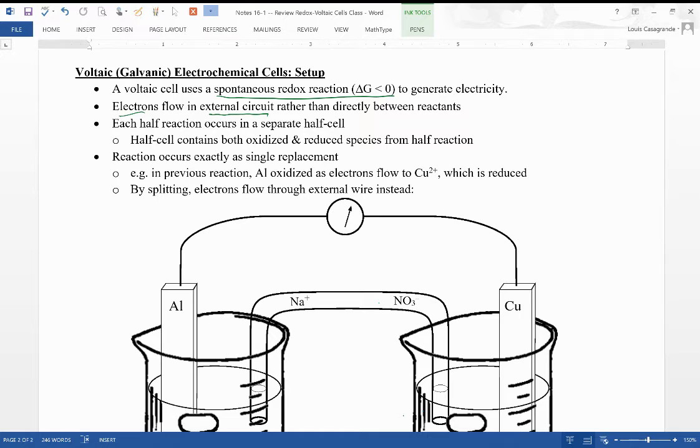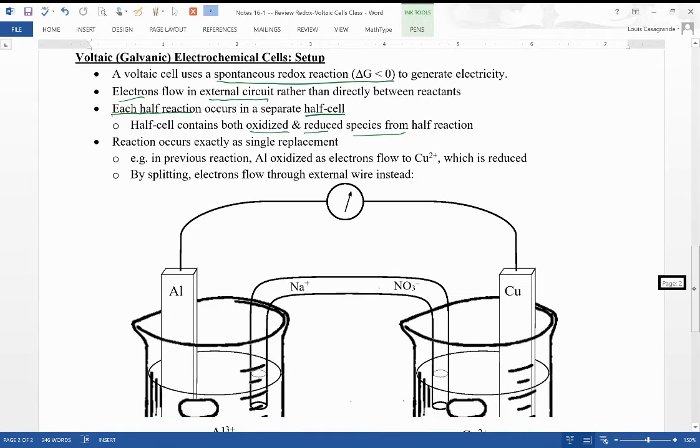And we're going to do that by taking the 2 half reactions and splitting them into what we call half cells. And a half cell, I'll show you down below, contains both the oxidized and the reduced form of the species from the half reaction.